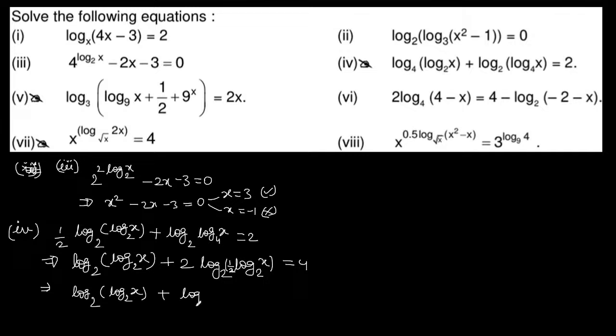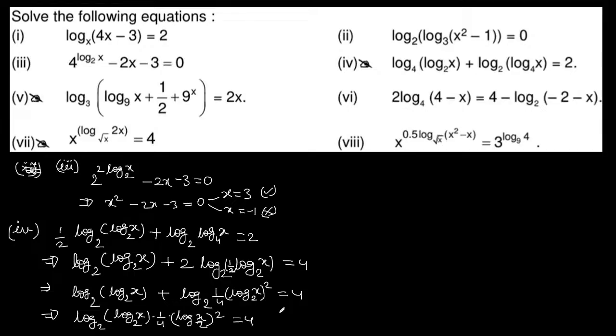This is log base 2 of 1 by 4 times (log x base 2) whole square equal to 4. If you take log m plus log n, we get log base 2 of (log x base 2) into 1 by 4 (log x base 2) whole square equal to 4.